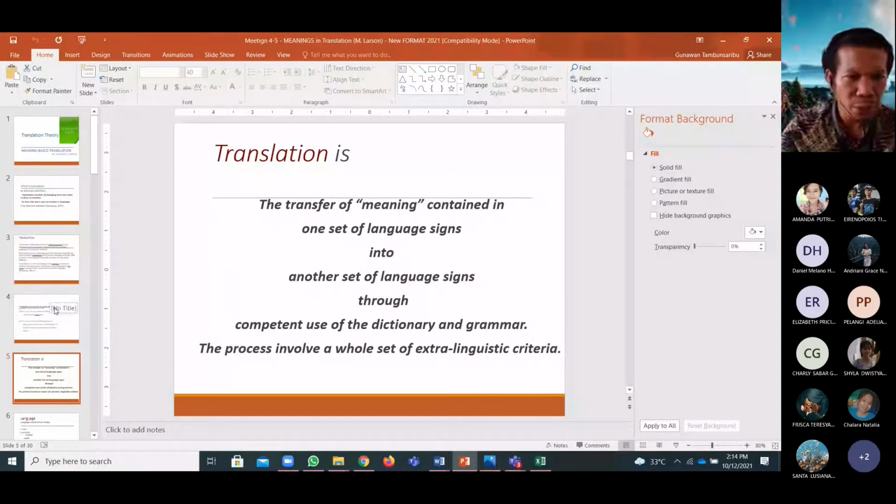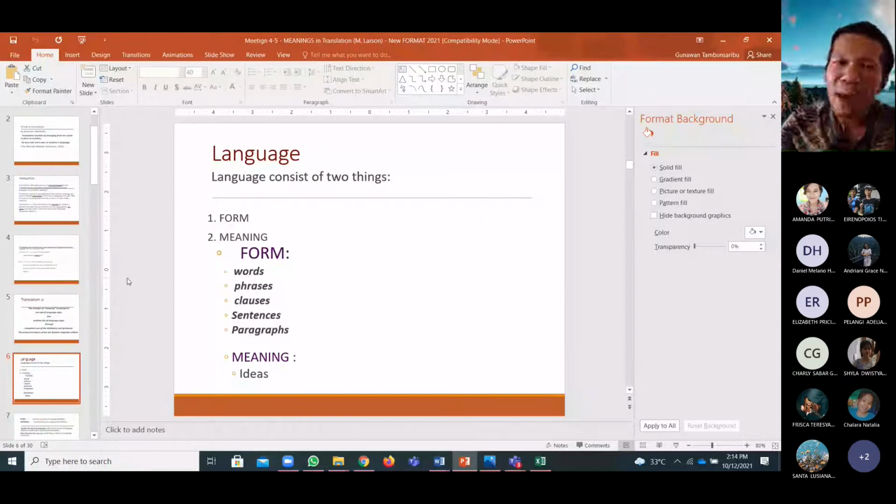Okay, and then we go on to why someone learns language, especially in the translation field, because language consists of two things that we have to keep in mind. There is a form and also there is a meaning. In form, we can say this is related to the structure. The form contains words, phrases, clauses, sentences, paragraphs. While we are studying syntactic, we learn about forms, how to put together some words into a good sentence. That's called the form. Usually we call it grammar or structure.